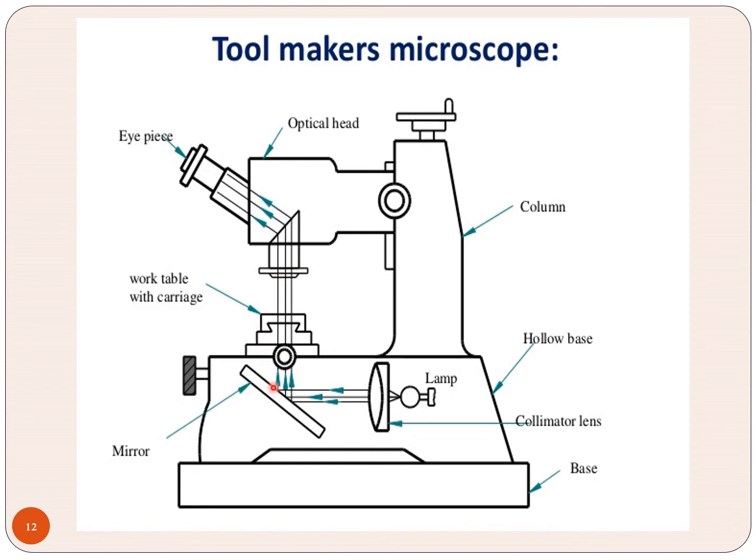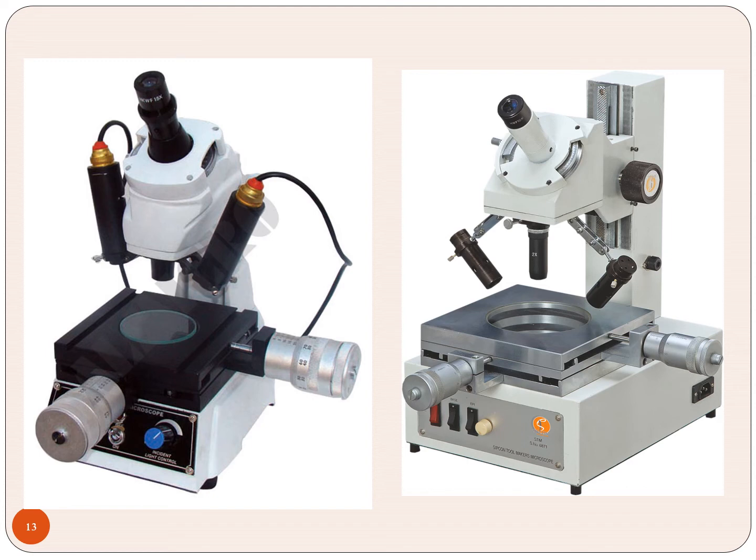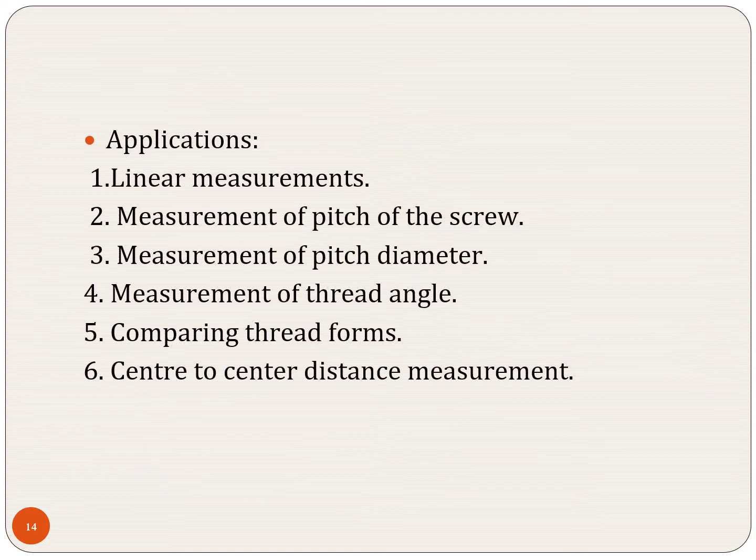It is also working in a similar way to an autocollimator. The collimator lens will make the beams parallel. From the lamp, the rays are falling on the mirror. From the mirror, it gets reflected, and through another reflector, we are viewing through the eyepiece. Then we will do the calculation and we will find the pitch. See here, look at this toolmaker's microscope, how it is going to work.